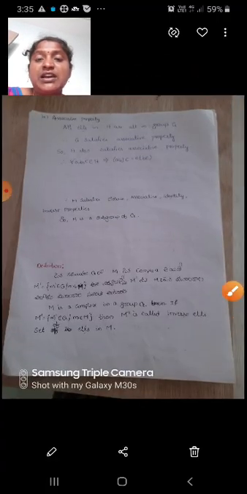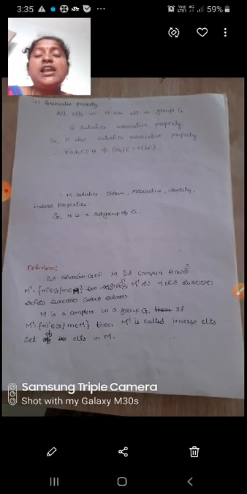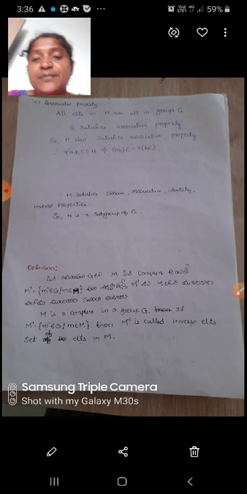Next, associative property. All elements in H are in G. So therefore G satisfies associative property. So H satisfies closure property, associative property, identity property and inverse property. Therefore H is a group. Therefore H is a subgroup of G. So this is the important theorem.